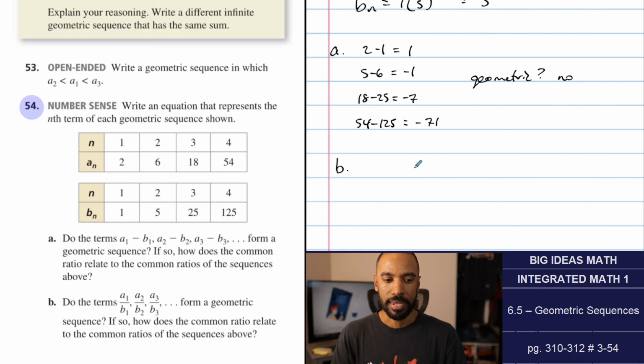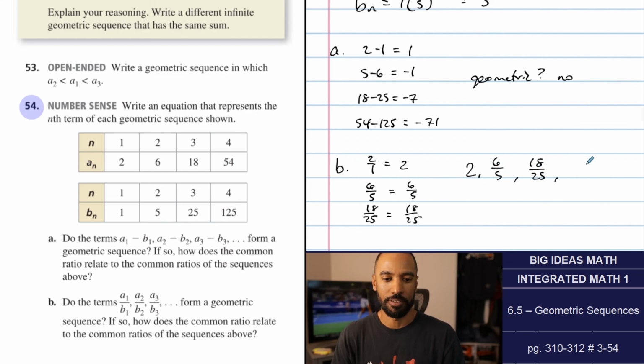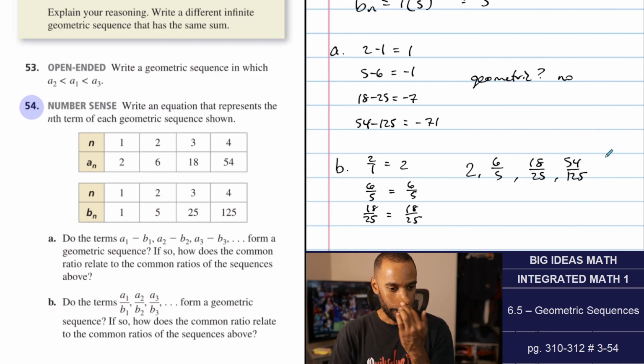Part B, now do a sub 1 over b sub 1. So 2 over 1 is 2. 6 over 5 is, well, it's 6/5. I'm just going to keep it like that, 6/5. 18 over 25 is 18 over 25. There's nothing I can do with these because they can't reduce, right? So they can't reduce, but yeah. So we have a list that's 2, 6 over 5, 18 over 25, 54 over 125. And they're asking here, does this form a geometric sequence?